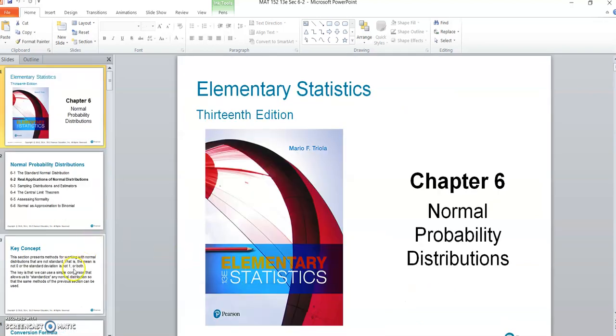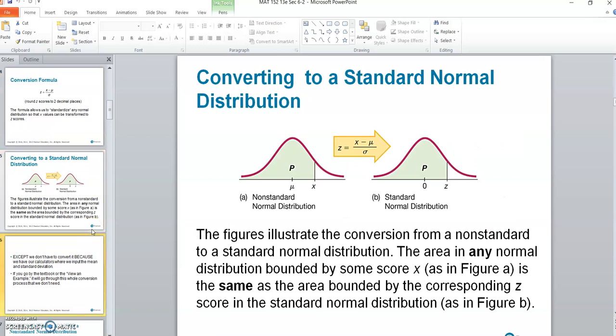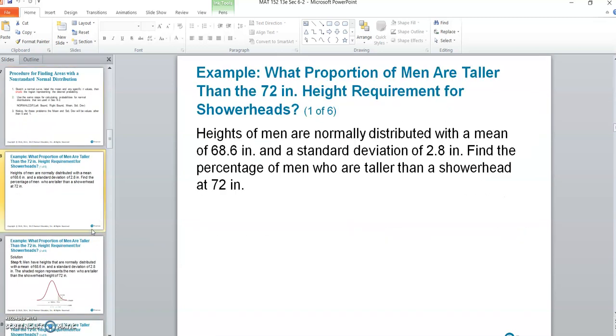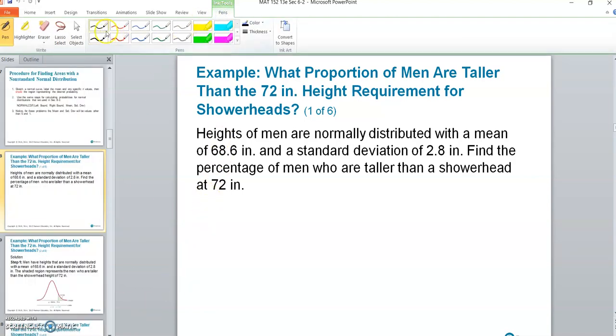In 6.2, it's literally the same thing, but the mean and the standard deviation are going to change. So let's look at this example here. It says heights of men are normally distributed with a mean of 68.6 and a standard deviation of 2.8. It says find the percentage of men who are taller than a shower head at 72 inches.